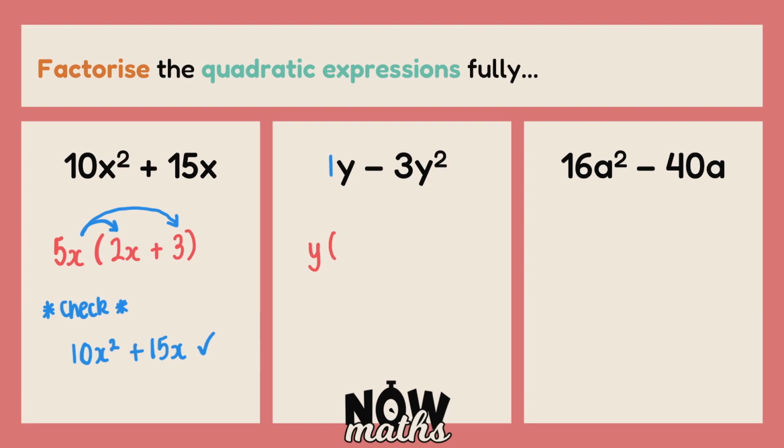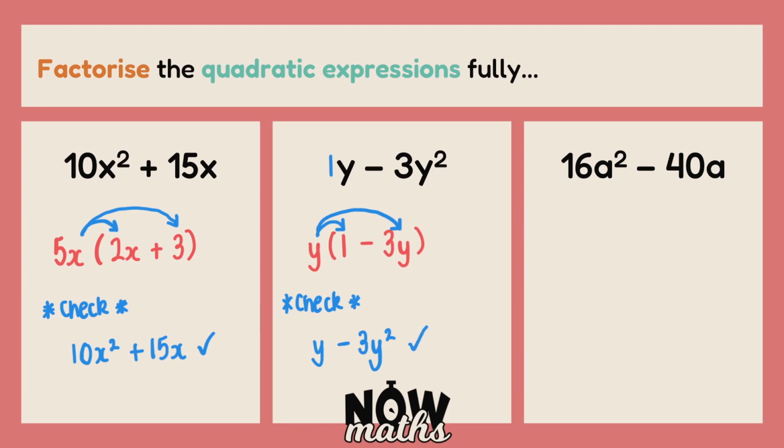We now need to know what we multiply y by to get y, that's just 1, and what we multiply y by to get negative 3y squared, that would be negative 3y. Now for our quick check, we expand back out to ensure that we get what we started with. So y multiplied by 1 is just y. And then y multiplied by negative 3y is negative 3y squared. And this answer is the same as what we started with, so our answer in red is correct.